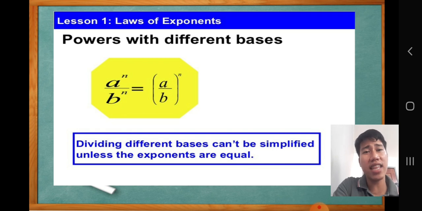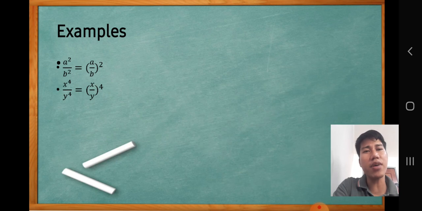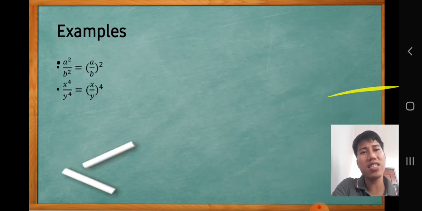And then you can use powers with different base. For example, a squared divided by b squared. So you can simplify it as a over b, raised to 2. X raised to 4 divided by y raised to 4. So x over y, raised to 4. That is powers with different base.